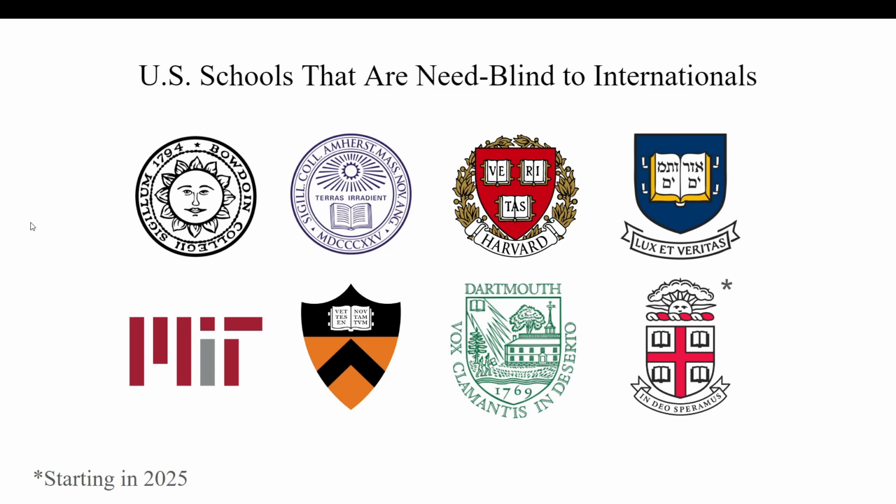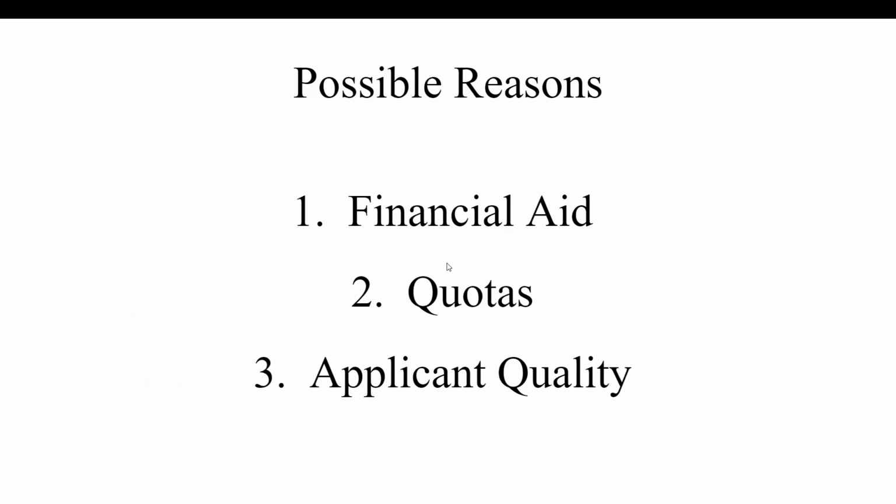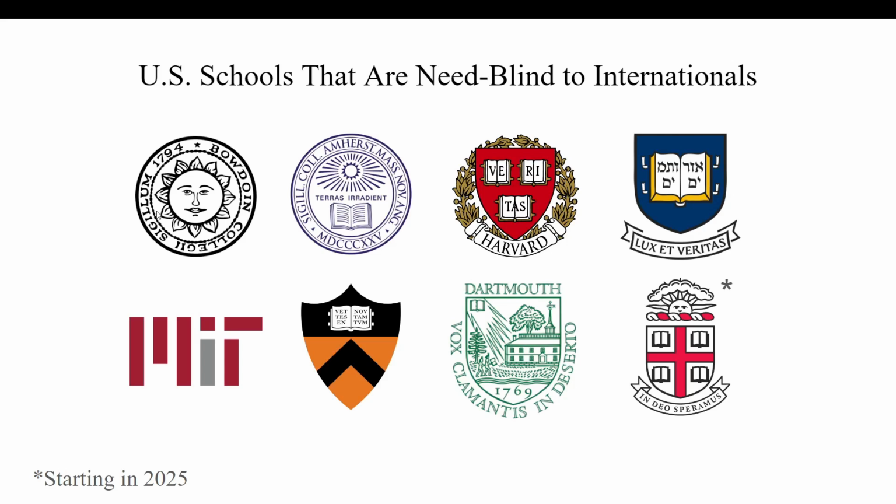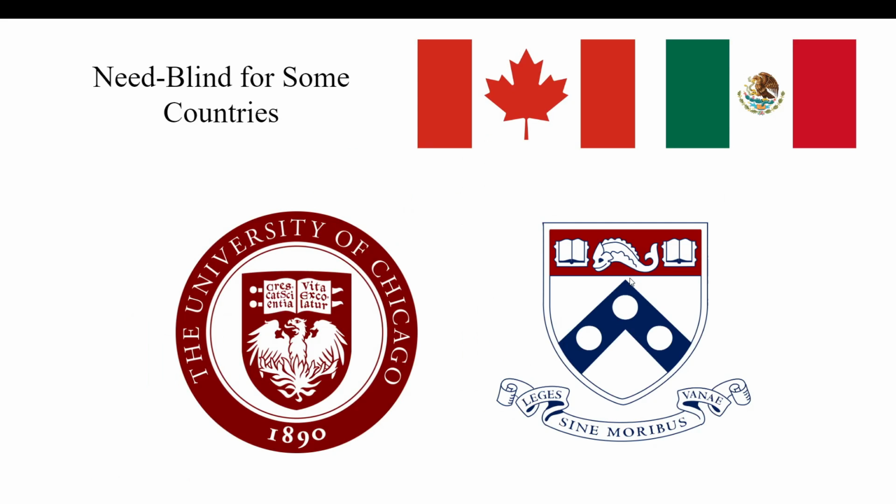Okay, so let's take a look at this first argument, which is this financial aid argument. So here's all the US schools that are need-blind to internationals. Not many. There's only 8 schools, and Brown is only coming in 2025. So you can see out of the Ivy League, there's 3 schools, which are UPenn, Columbia, and Cornell, which are basically not need blind for international since they're need aware. So we're going to compare and take a look at some of these international acceptance rates then.